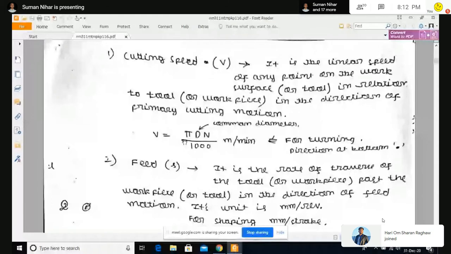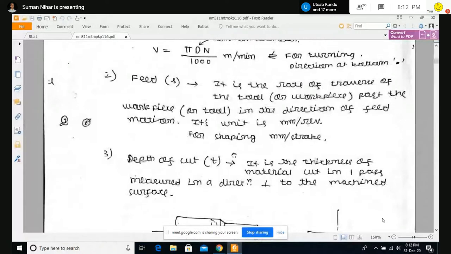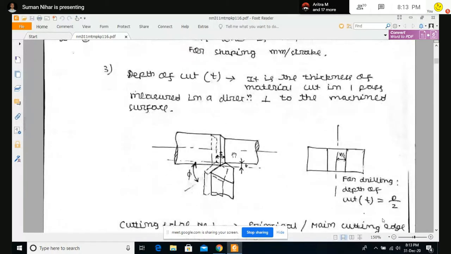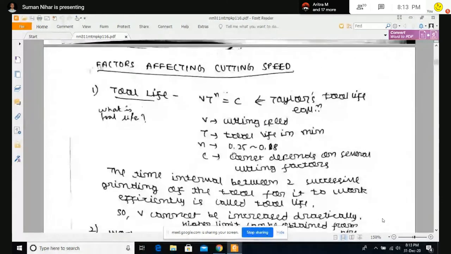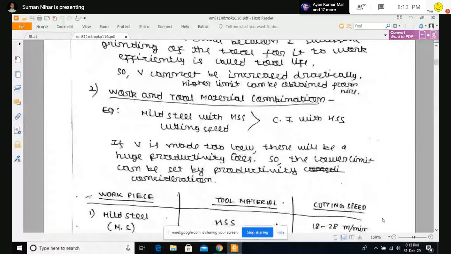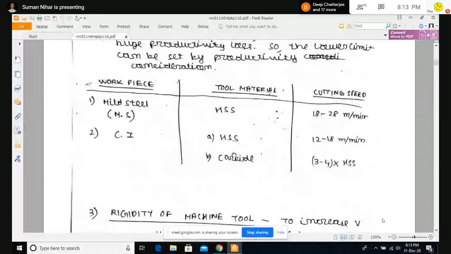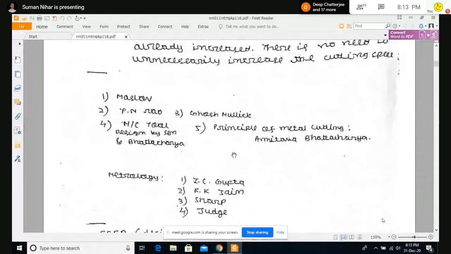Then feed is the rate of traverse of the tool past the workpiece in the direction of the feed. Its unit is millimeter per revolution, or for shaping, millimeter per stroke. Depth of cut is the thickness of material cut in one pass, measured in the direction perpendicular to the machined surface. The factors affecting cutting speed are tool life, work and tool material combination, rigidity of the machine tool, feed and depth of cut. This has been told to you.